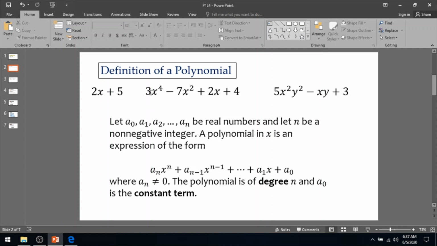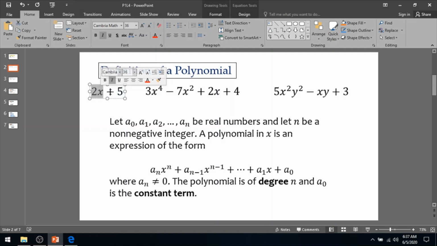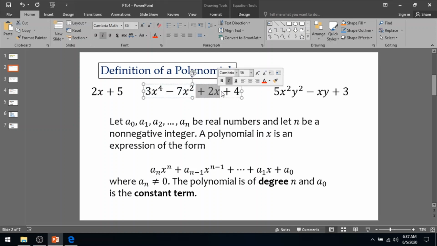Okay, balik ta ning ato ang example diri. Kani silang tulo. So 2x is the first term and positive 5 is the second term. Okay? Now diri sa ikaduhang example, 3x to the fourth is the first term, negative 7x squared is the second term, positive 2x is the third term, and positive 4 is the fourth term.